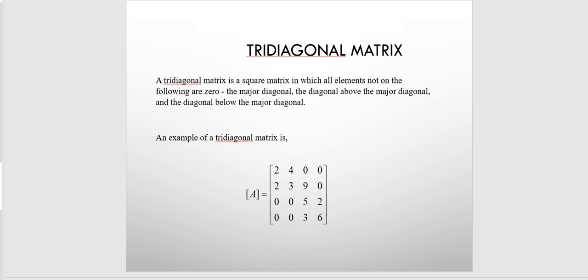It's a square matrix. First of all, it's a square, like in this case 4 by 4. All elements not on the following are 0: the major diagonal, the diagonal above the major diagonal, and the diagonal below the major diagonal. So this is the major diagonal here.